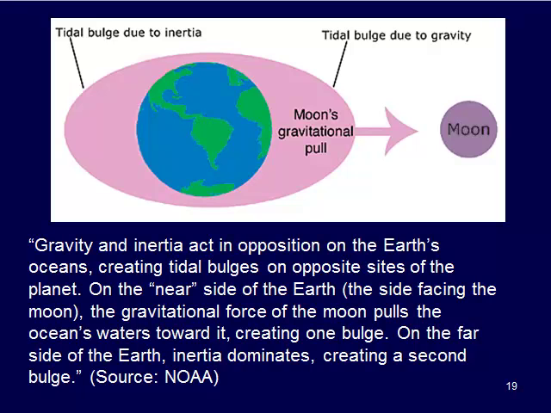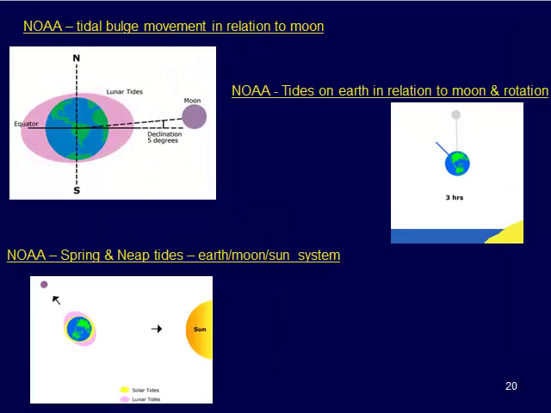So we get two bulges, and this is why we've got these 12-hour cycles in a lot of locations, because it's on the other side of the Earth. I mean, Earth rotates in a full circle in 24 hours. So we have these two bulges, one due to the pull from the moon and the other due to inertia on the opposite side. So these images that I've been showing you come from this NOAA website, and we're going to take a look at some of these animations showing how that tidal bulge moves with the moon, looking at sea level in relation to where the moon is and where the Earth is, and then spring and neap tides.